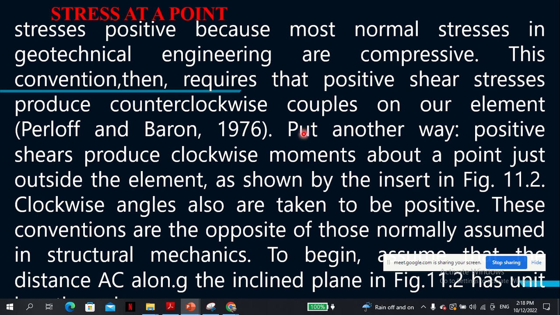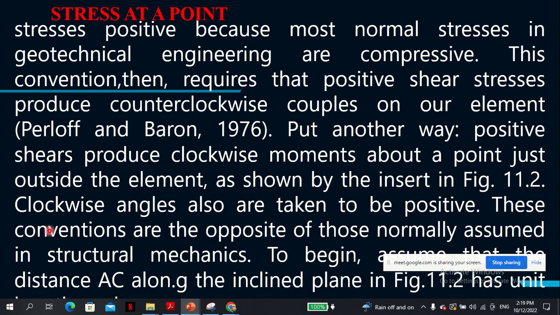So please note this, you keep the sign. This is just a sign convention. Even if you assume something else, an opposite direction consistently, you should arrive at the same solution. So it requires that positive shear stresses produce counterclockwise couples on our element. This idea was by Parloff and Baran in 1976.